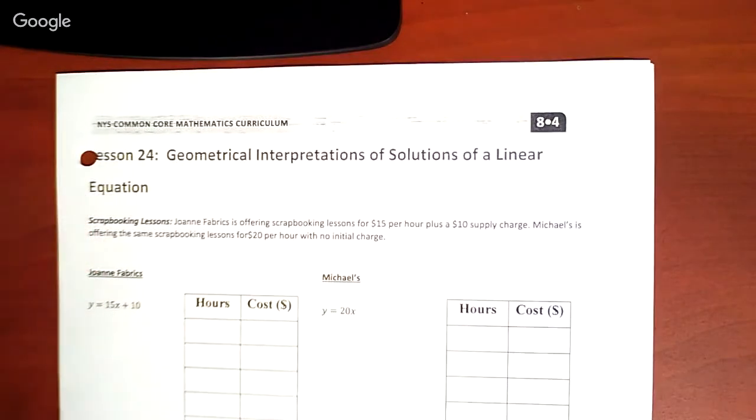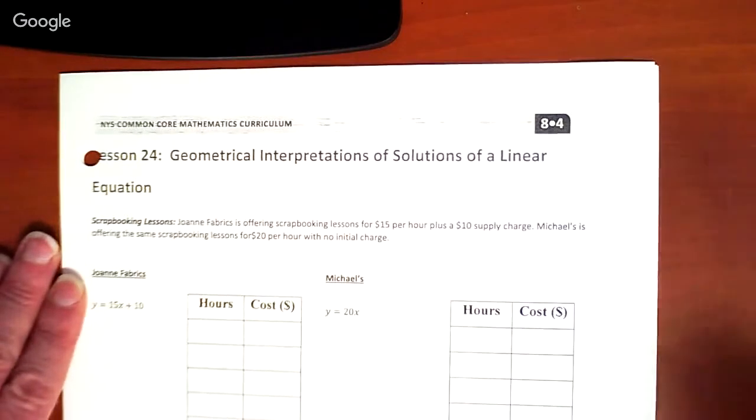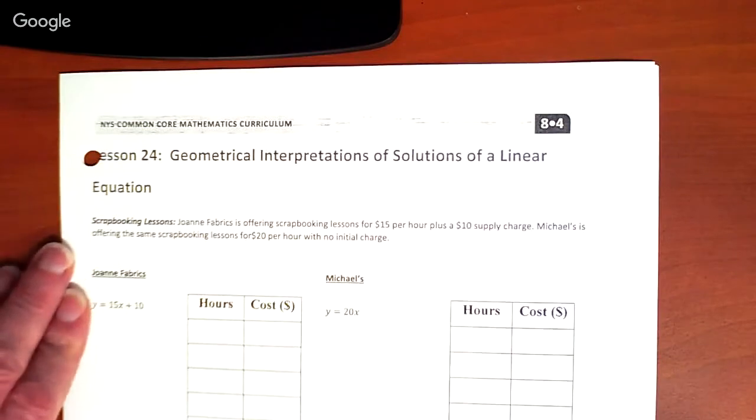This is lesson 24, geometrical interpretations of solutions of a linear equation. Scrapbooking lessons. Joanne Fabrics is offering scrapbooking lessons for $15 per hour, plus a $10 supply charge. Michael's is offering the same scrapbooking lessons for $20 per hour with no initial charge.